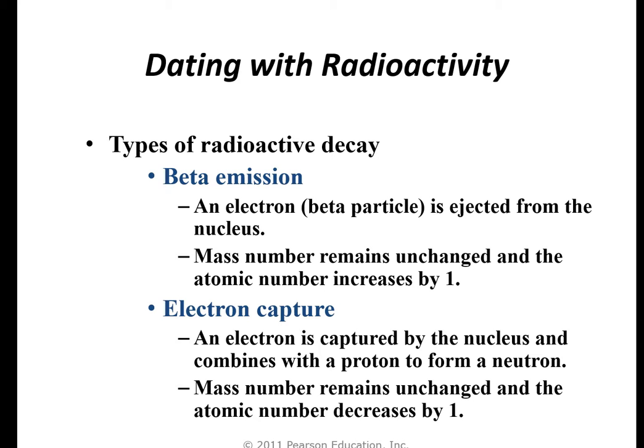And then we can have electron capture. Just like it sounds, an electron is captured by the nucleus and combines with a proton to form a neutron. The mass number remains unchanged and the atomic number decreases by just 1.